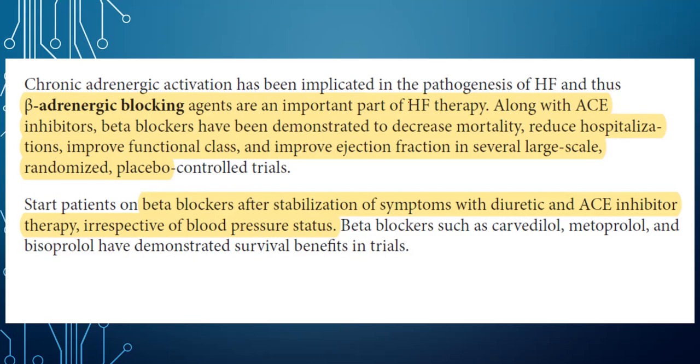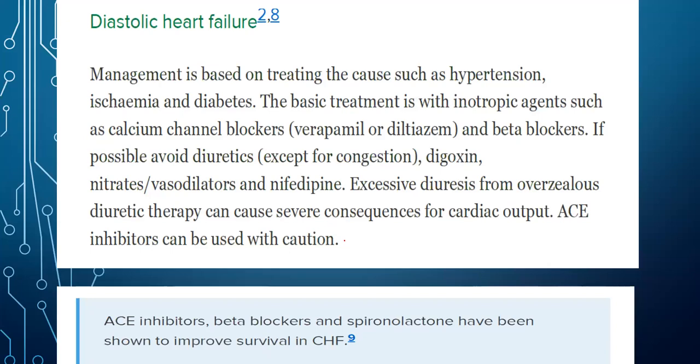So you can see here, among all the medications for heart failure, along with ACE inhibitor, beta blockers have been demonstrated to decrease mortality. So if they ask you which medication has mortality benefit in heart failure, only three medications have mortality benefit. One is ACE inhibitor, beta blocker, and spironolactone. But we only use the beta blocker after stabilization of the symptoms with diuretic and ACE inhibitor. Okay, so you start the patient on beta blocker after stabilization of symptoms with diuretic and ACE inhibitor. So that's the management of systolic heart failure.